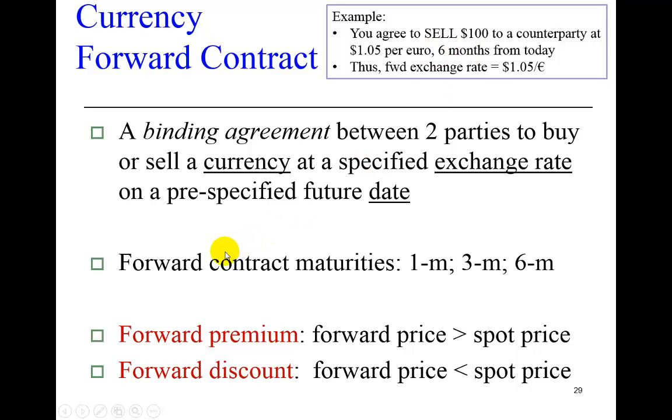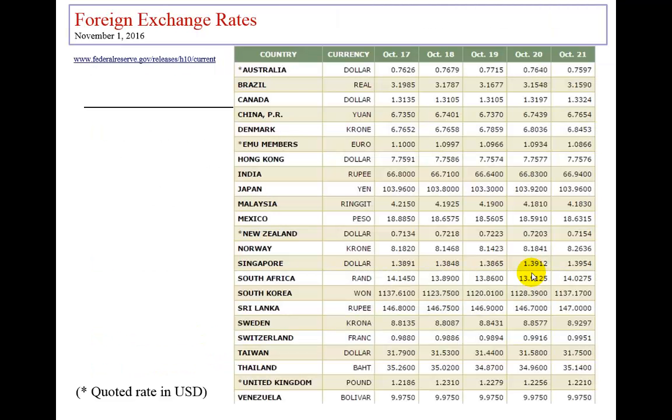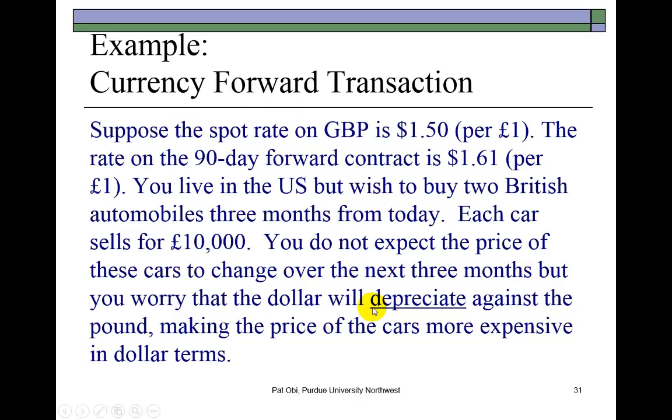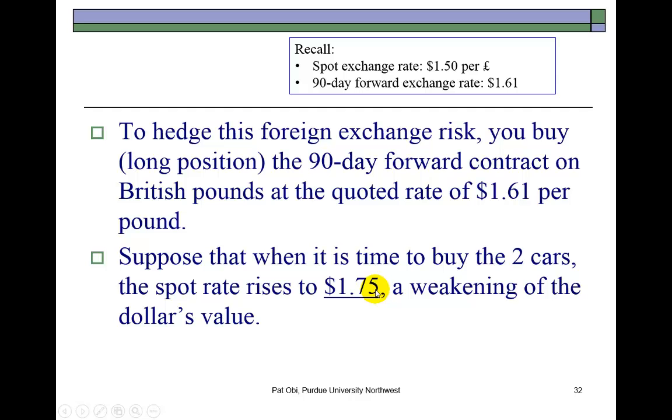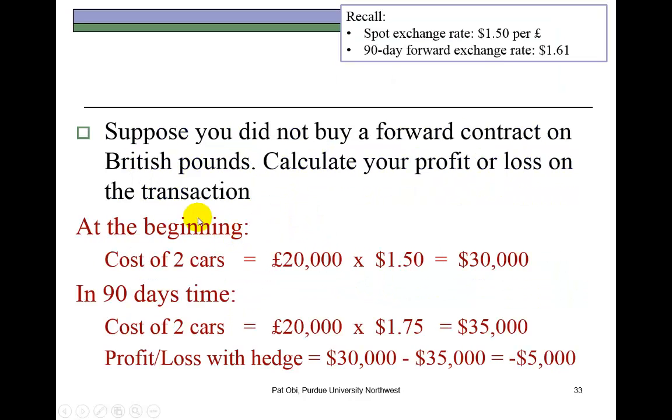So typically, forward contracts can be done with maturities of 1 month, 3 months, and 6 months. But they really can't be done for any period. It's a one-on-one type of affair between you and the counterparty. The counterparty could be a money center bank that helps you buy and sell foreign currencies in the forward market.